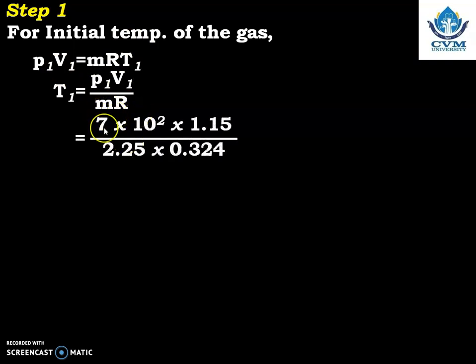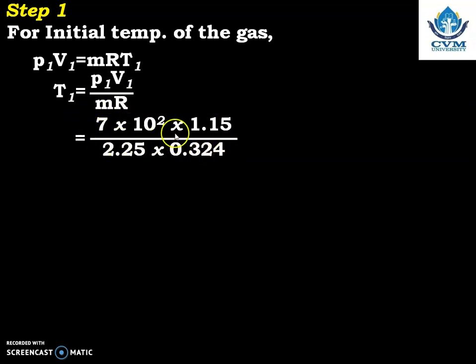So P1 is 7 bar. So it is 7 into 10 raised to 2, that we have converted into Newton per meter square. Clear? Then V1 is 1.15, M is 2.25 and R is 0.324. Here it is in kilo, so 0.324 is kilojoule per kg Kelvin.